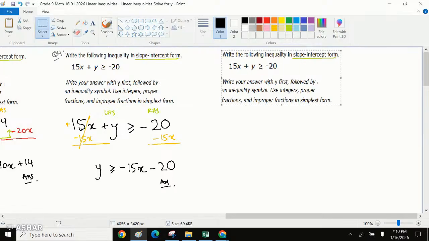So if we are doing question number 5, let's say this is question number 5, and the inequality that was given to us is 20x plus y minus 12. Okay, if this is the inequality that is given to us, we can simply copy the inequality.